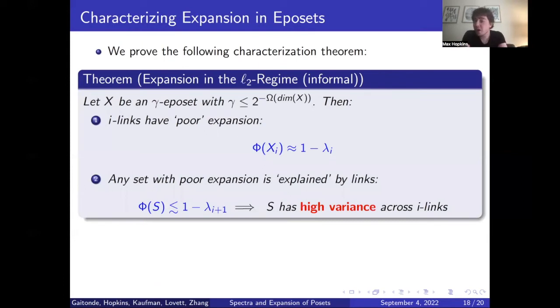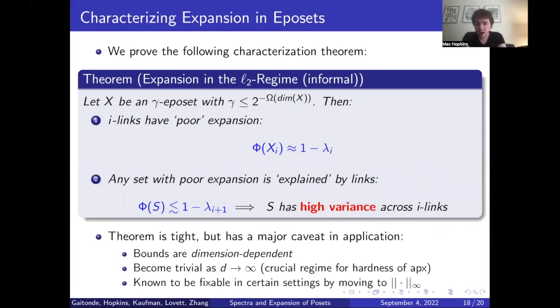Well, formally, we prove the following characterization theorem. We say that if X is some very strong gamma high-dimensional expander, a gamma expanding poset, then the following two conditions hold. The first is that I-links give some type of canonical example of a poorly expanding set, in particular because they're in the eigenstrip. The expansion of a link at level I is about 1 minus lambda I. And moreover, some sort of converse holds. Any set with poor expansion is explained in some sense by its behavior on links. So if the expansion of your set is worse than 1 minus lambda I plus 1, that has to mean that you have high variance across I links, that you can't look random across elements at level I.